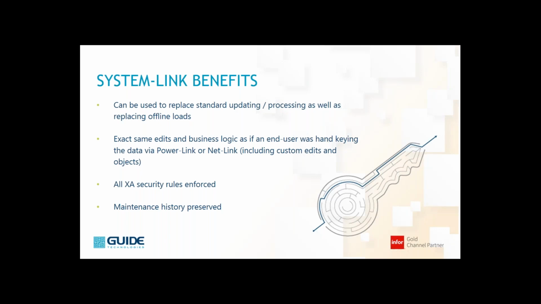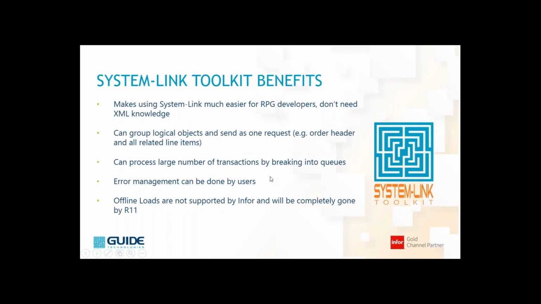So it's really beneficial, especially in the early years. It wasn't really well documented. There weren't a lot of examples out there. So hence, one of the reasons we built the toolkit was to make SystemLink, because it is very powerful, more usable for customers. It does enforce all the XA security rules and maintenance history. Again, think of it as if you were entering the data line by line through a PowerLink screen, except we can do it in a much more efficient manner using spreadsheets and offline load files and things like that. So SystemLink itself is and has been a very powerful tool within the XA tool set, but you do need some way to manage it, and that's where our toolkit comes into play.